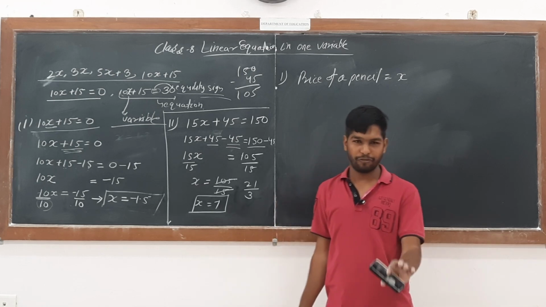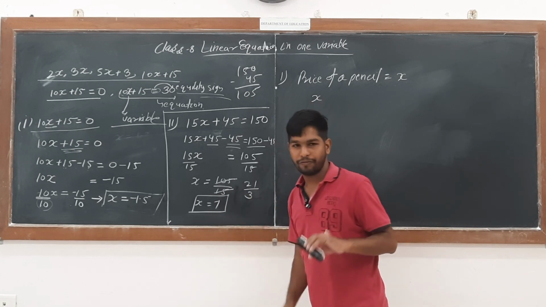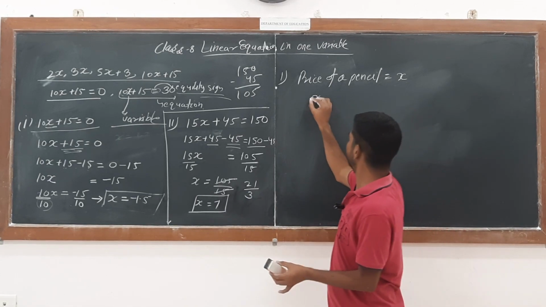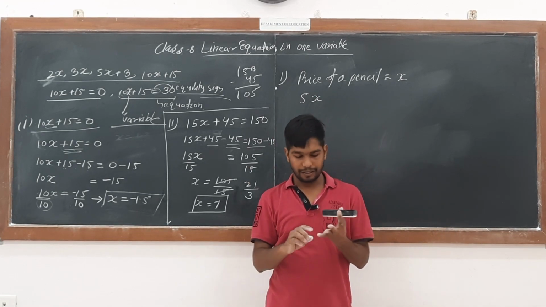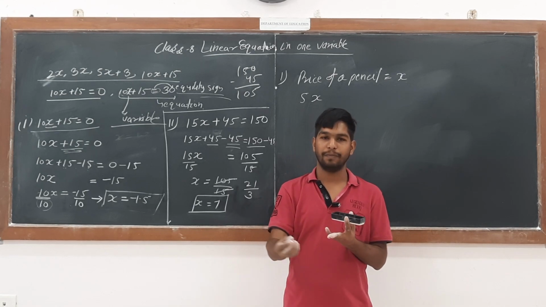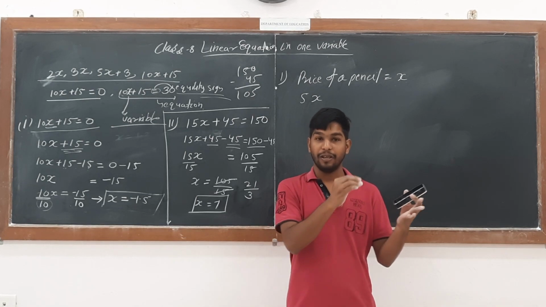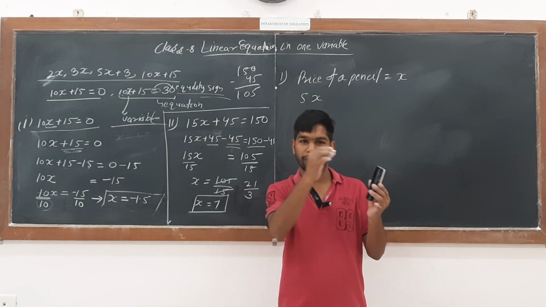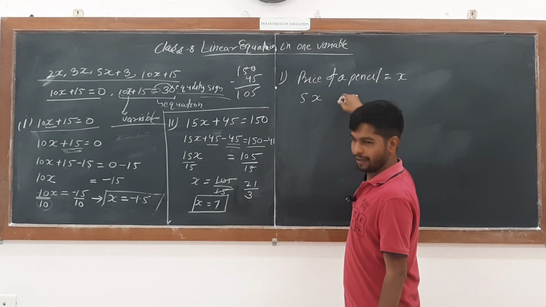Now as I told you, we got 5 pencils, so the price of one pencil was x rupees, and the price of 5 pencils will be 5x. How? Let's consider for a while 100 rupees per pencil. If I want to buy 2 pencils, I have to pay 100 plus 100, 200 rupees. 3 pencils, 300. 4 pencils, 400. Like that, 5 pencils at x each will be 5x.